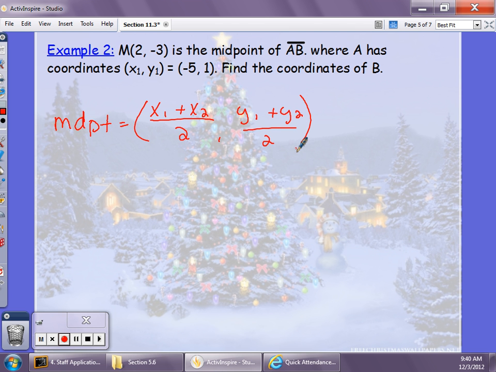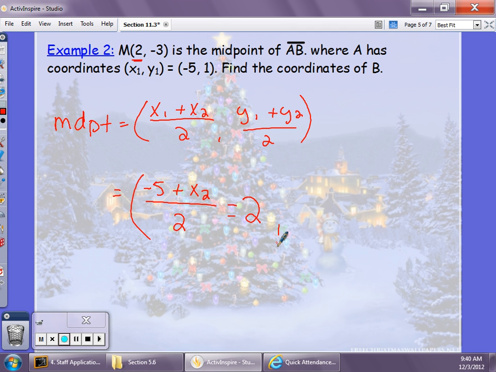So we're going to go ahead and fill in what we know. So we have the midpoint values. We have x1 and y1. We need to find x2 and y2. So we're going to set up a little equation inside our ordered pairs. So we know that x1 is negative 5. We do not know what x2 is, but we know that if we divide that in 2, it's going to give us our midpoint value of 2.